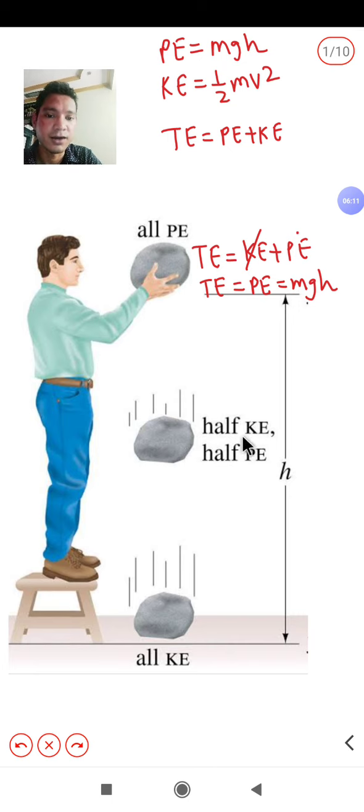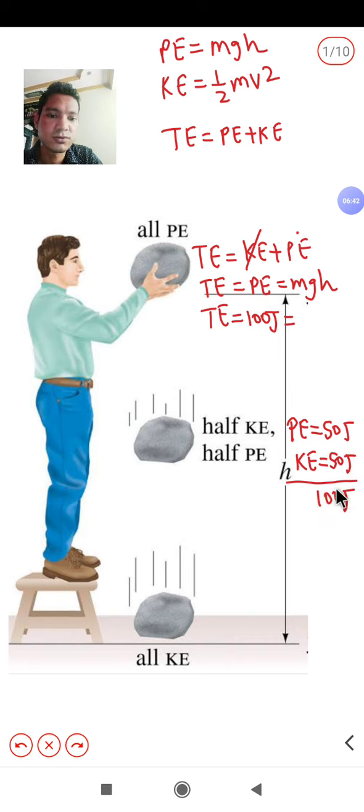Okay, halfway down, since the height is half, potential energy will be half. So here the potential energy is decreasing, and that will convert into kinetic energy. Suppose that here the total energy was 100 joule, that is nothing but the potential energy. Halfway down, potential energy will be 50 joule, and 50 joule got converted into kinetic energy. Total will remain constant, 100 joule. So total mechanical energy will remain constant everywhere.